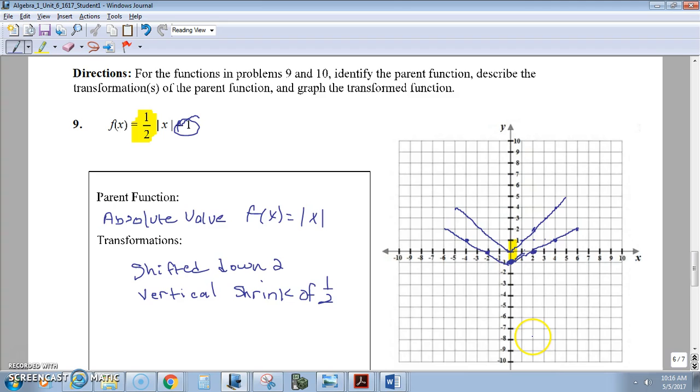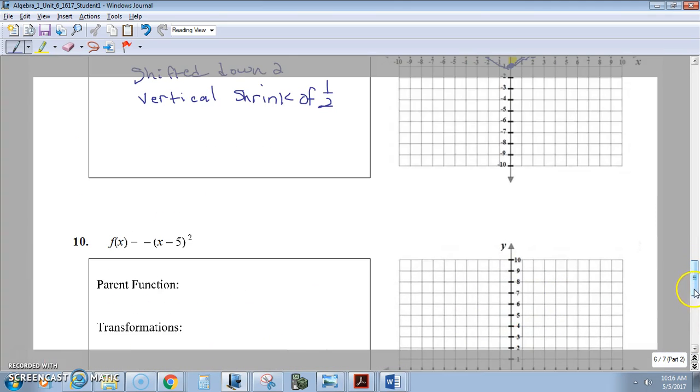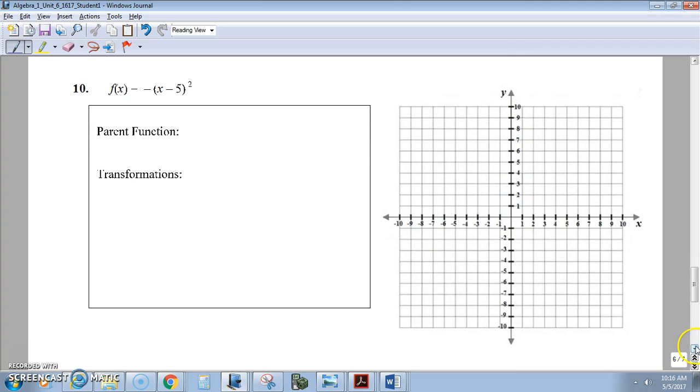All right, let's check out this last one here. The parent function for this one is just going to be, oops, sorry, I'll write it in function notation. F of x equals x squared. Or you could have just said a quadratic function. All right, that's the parent function. Then what's happening? This -5 is on the inside, so that means we're moving it to the right.